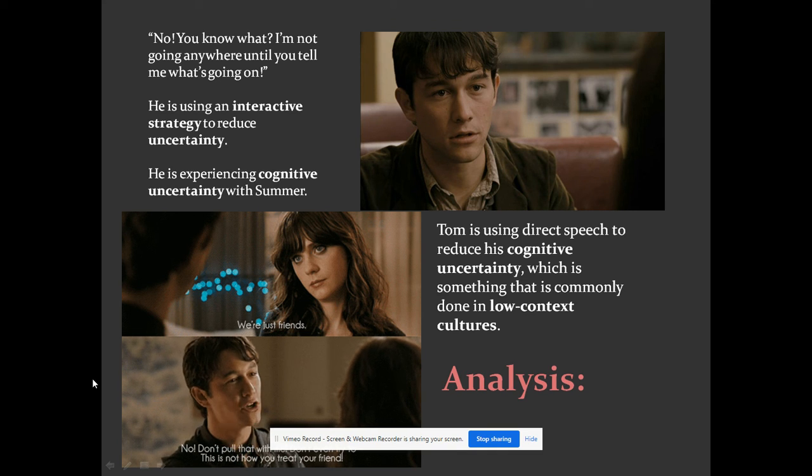Tom is incredibly frustrated by this response because he feels that their relationship has moved past the point of friendship. At this point, we can see that Tom's uncertainty transitions into relational uncertainty. He's unsure of the status of their relationship because he feels he's receiving mixed messages. On one hand, Summer continues to repeat that she doesn't want a serious relationship and that they're just friends. On the other hand, she seems to be communicating to him through physical gestures that their relationship has crossed the boundary of just friends.